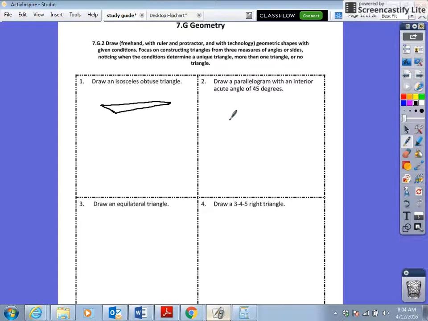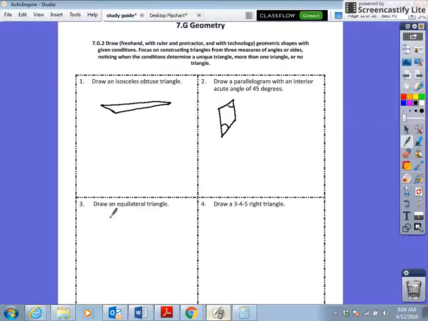Draw a parallelogram with an interior acute angle of 45 degrees. So 45 degrees, a square would have 90 degrees, okay? I want 45 degrees. So I'm going to go ahead and make that 45 degrees, which is half. Okay, so there is my 45 degrees. And now what I need to do is finish it because it's a parallelogram. So it looks kind of like a little diamond. There's my parallelogram, 45 degrees right here, which means this is probably also 45 degrees.